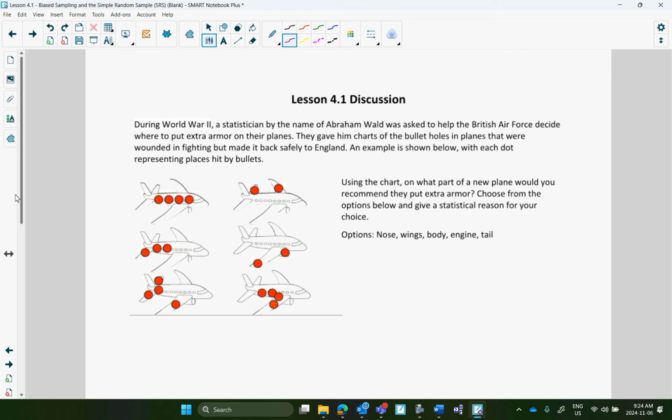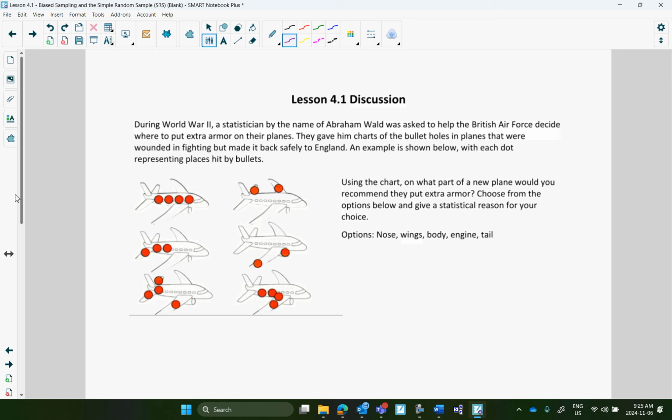During World War II, a statistician was asked to help the British Air Force decide where to put extra armor on their planes. They gave him charts of the bullet holes in planes that were wounded in fighting but were able to return. Here you can see 6 planes, and the red dots are where they were damaged. We're not really talking about random sampling right now, but about making conclusions. The question is, where would you want to put extra armor?